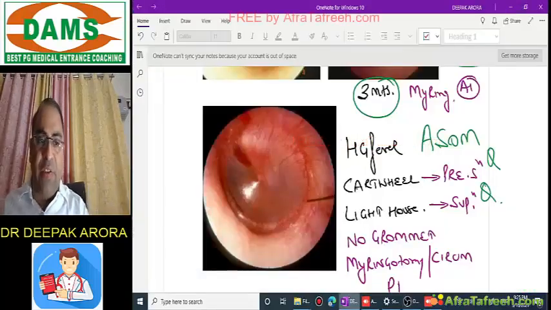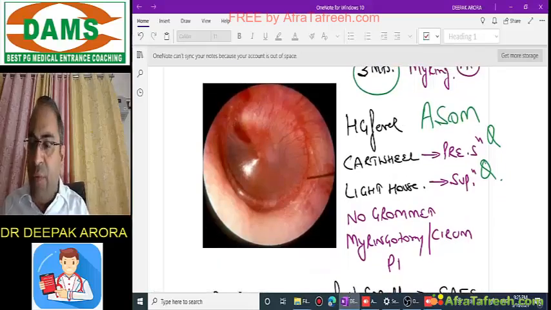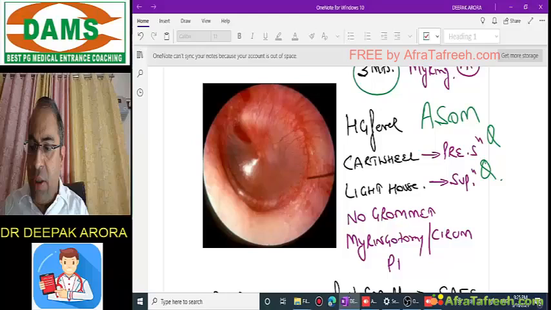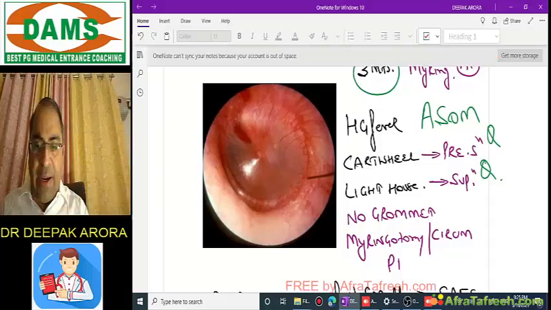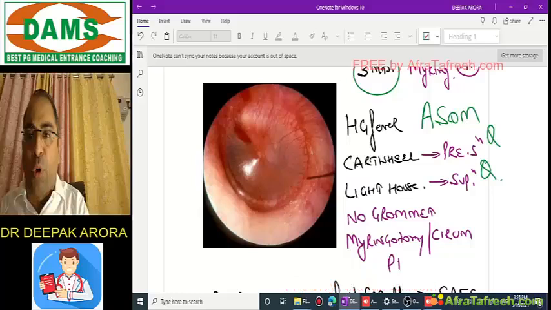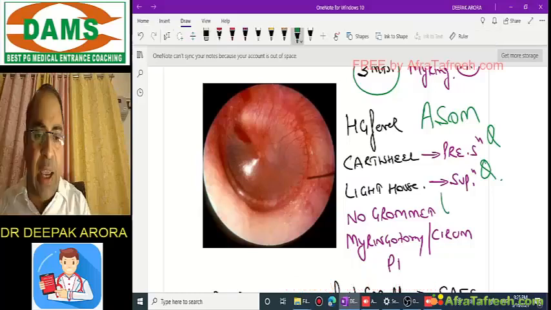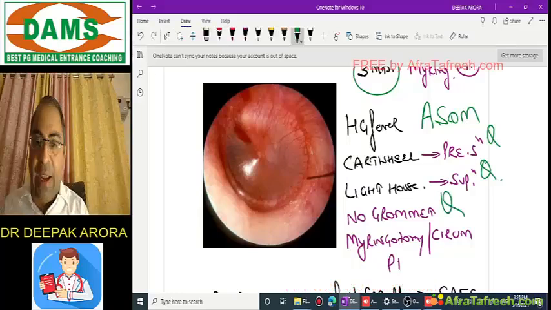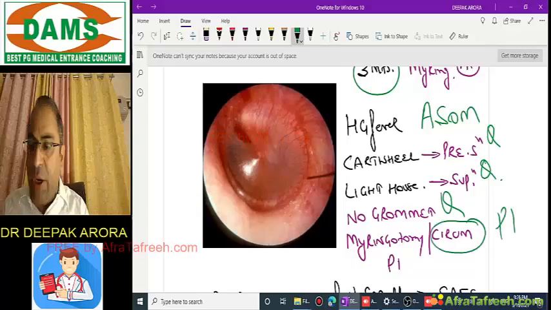High grade fever. Just remember the keyword will be high fever. Cartwheel appearance in pre-suppuration. A lighthouse sign, if the examiner asks you lighthouse sign, stage of suppuration. Just remember what is the key point. Key point is in ASOM, we will not be putting any grommet. What is the treatment? Treatment will be myringotomy, but we will be going for circumferential incision in posterior inferior.